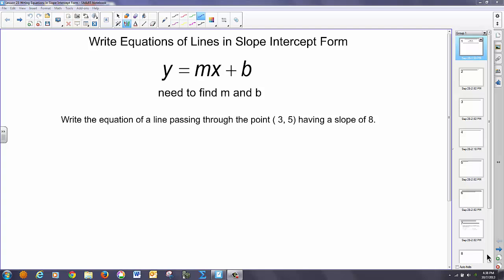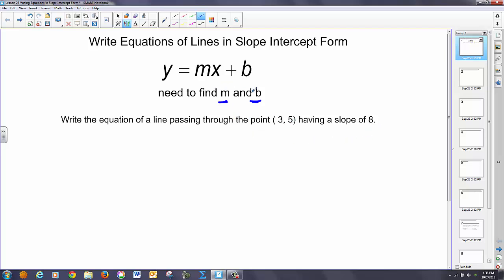Yesterday we graphed equations that were in slope-intercept form. Today we're going to take information about lines and use them to write equations in slope-intercept form. And when we do that, we're going to need to be able to find values for m and b. Now if you look at the problem we have in front of us, we want to write the equation of a line passing through the point (3, 5) having a slope of 8.